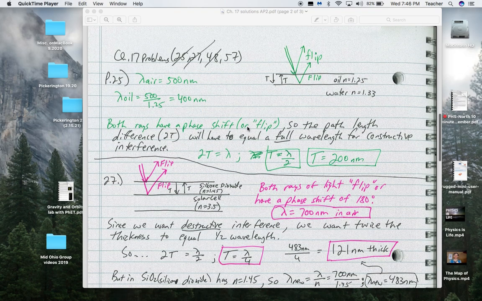For 25 and 27, these are thin film interference problems. And my Ed puzzle was on that, but also for cohort B at least, we got a chance to talk about some of that in class. So if you're having trouble with this, hopefully we can go over these in class.